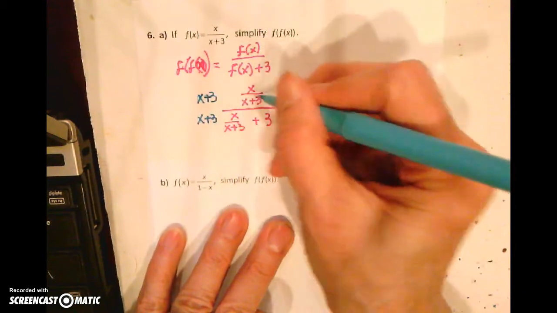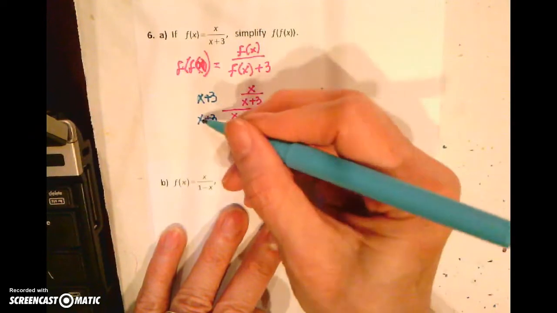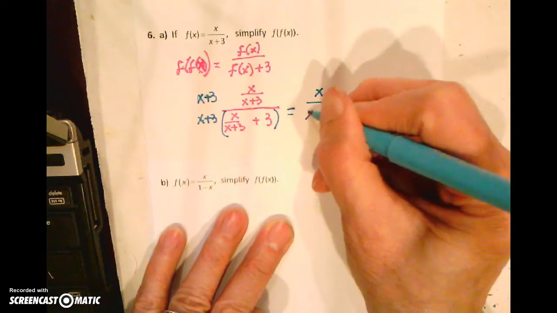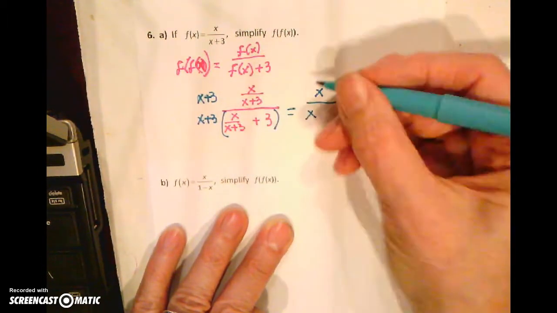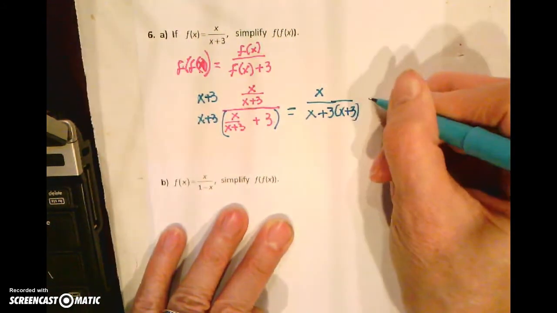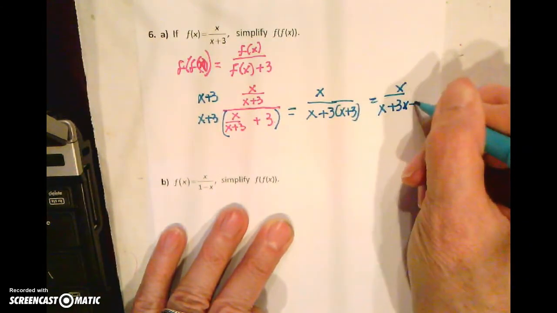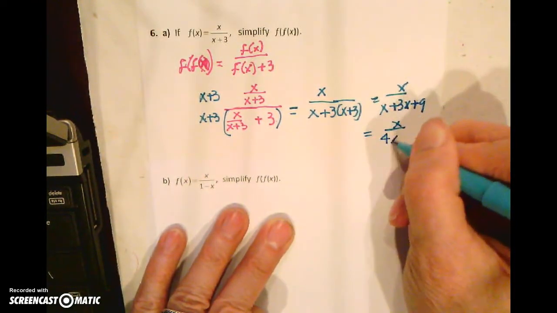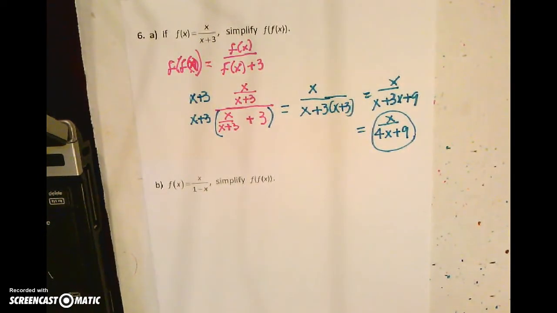So when I multiply times my numerator, the x plus 3's cancel, and I get x. When I distribute it times the denominator, the x plus 3's cancel here, and I get x. And then when I multiply it times the 3, I'm going to have plus 3 times x plus 3. So that's going to be equal to x over x plus 3x plus 9, which is equal to x over 4x plus 9. And that is my answer.